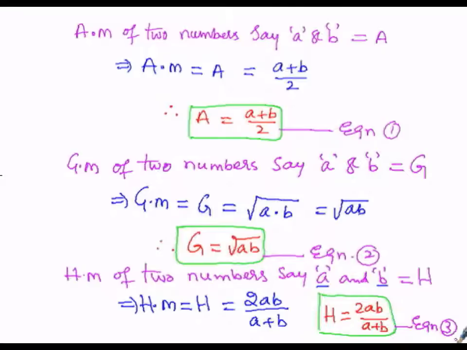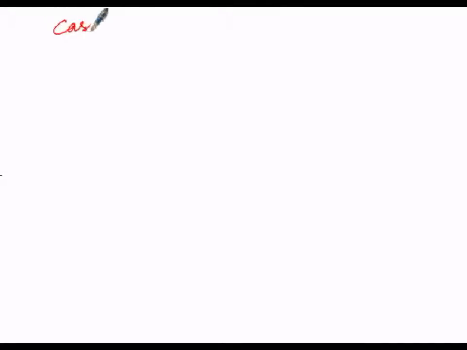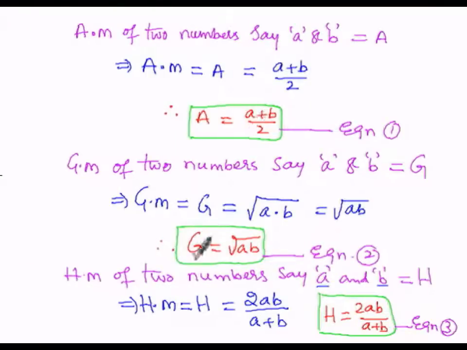So here let us consider two cases, that is equation number 1 minus equation number 2 as the first case, and equation number 2 minus equation number 3 as the second case. Now we are going to deal with the first case, case number 1. So in case number 1, we are going to write equation 1 minus equation 2, that is A minus G. So here equation 1 is A equals, equation 2 is G equals.